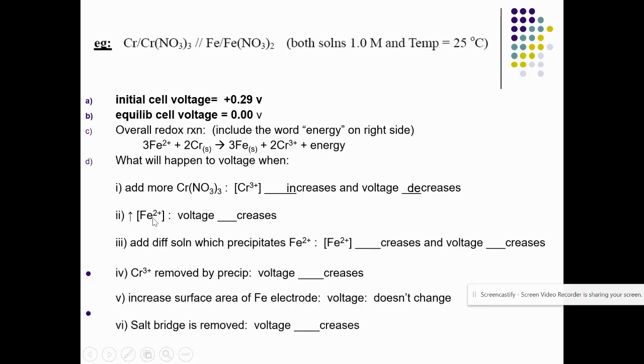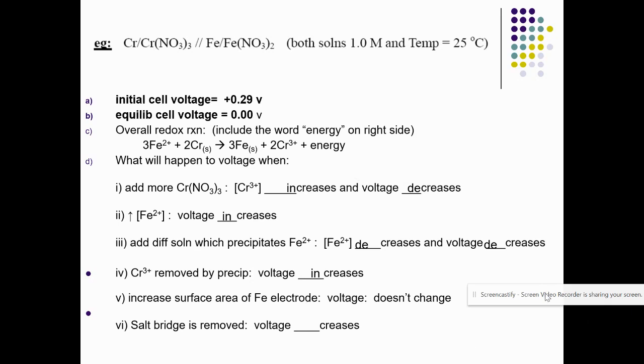All right, so increase Fe2+, we're going to shift right. So that means our voltage is going to increase. Add a different solution which precipitates Fe2+. So precipitating Fe2+ means this concentration is going to go down. So we're going to shift left. So Fe2+ decreases and voltage then is going to decrease. Cr3+ is removed by precipitation. So we're taking away this one, we're going to shift right. So that means our voltage is going to increase.